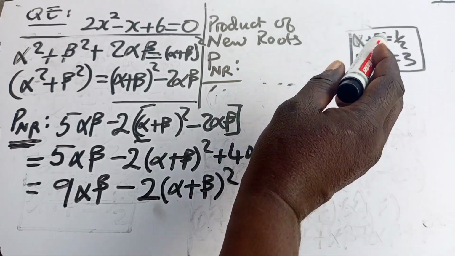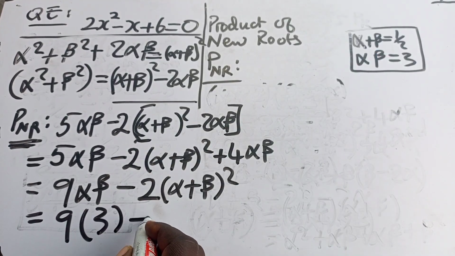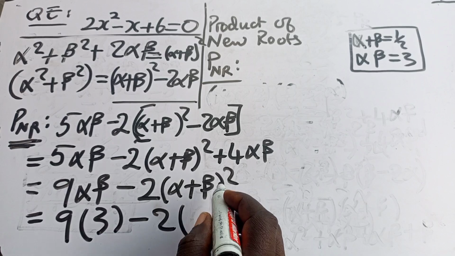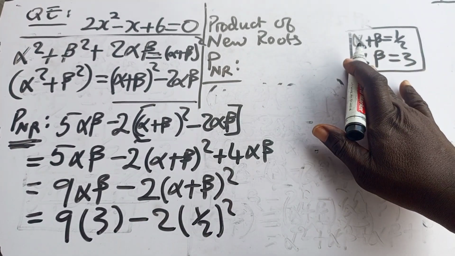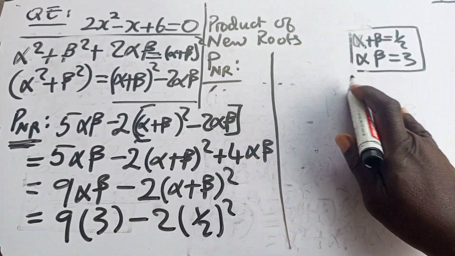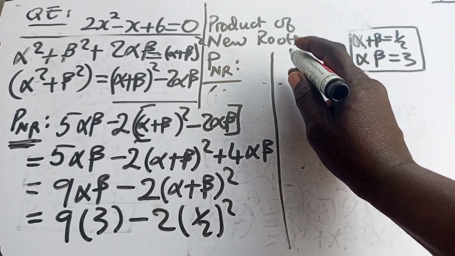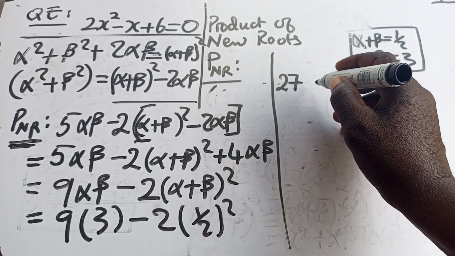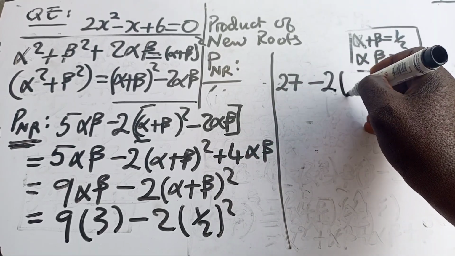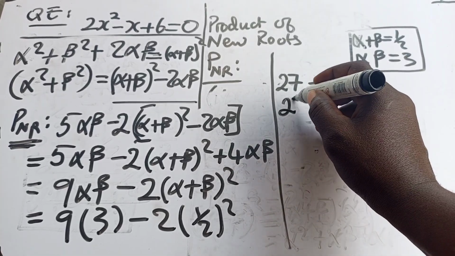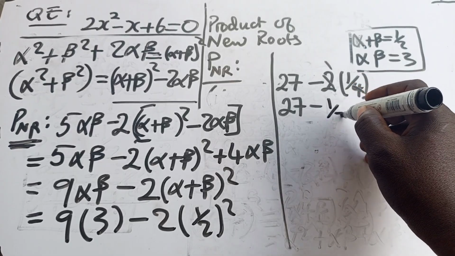So this is the expression of the product of new roots in terms of alpha plus beta and alpha beta. So we'll just come and put now our values. This will give us 9 into alpha beta is 3, minus 2 into alpha plus beta is a half, but a half having squared. So we'll put a square there. All right. So we now get 9 multiplied to 3 is 27 minus 2 into a half squared is 1/4. So we have 27 minus 2 multiplied to 1/4, 2 here 1, 2 there 2, so it's minus a half.